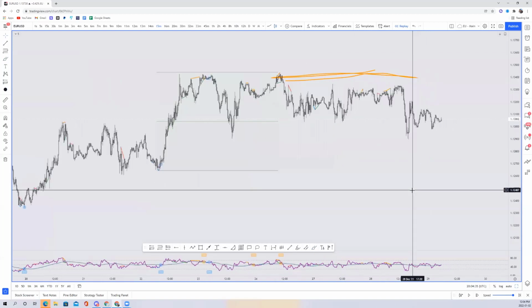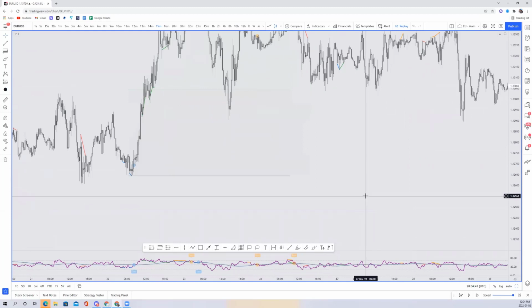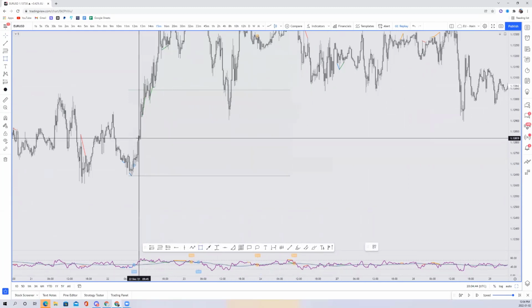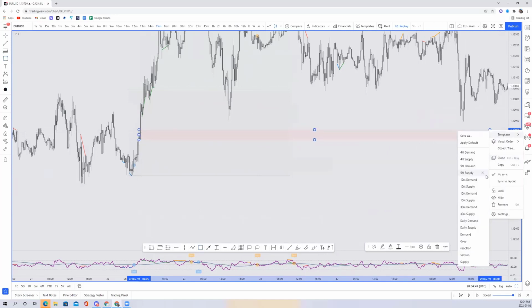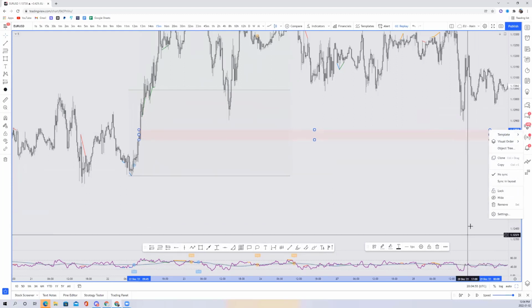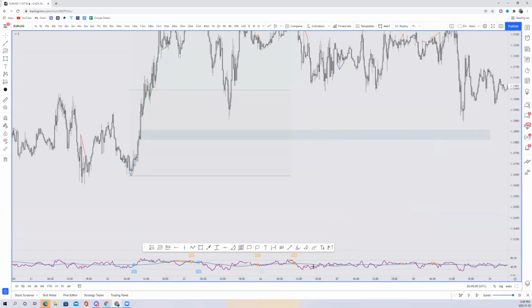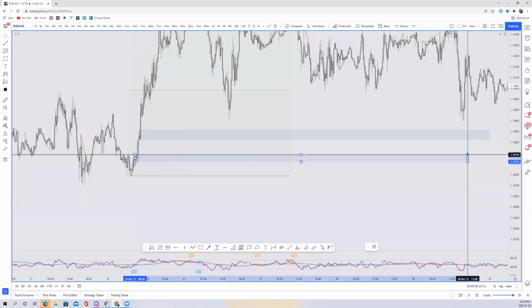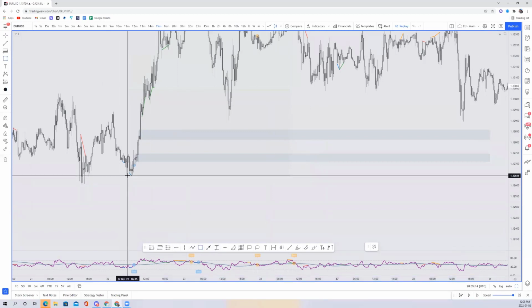Just being on our 15-minute, we have some POIs that have never been mitigated. So we're going to pull a couple of these zones across. We have a demand zone here. Oh, wow. Okay. First day back. So demand. We have another demand zone here. We like this one a lot better. This was the originating flip move. And we obviously also have the extreme demand here.